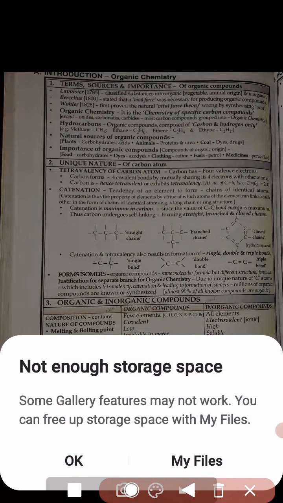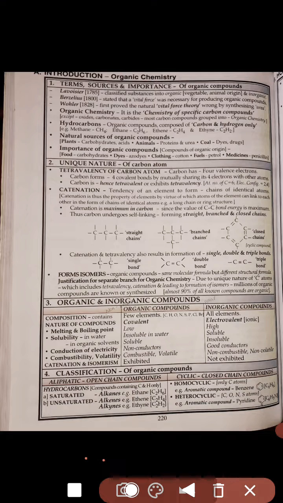As is clear from the very first line, there it is written: Lavoisier classified substances into organic and inorganic. Now what are organic substances? Those which belong to vegetable and animal origin, while the ones which do not belong are referred to as inorganic. So here we are going to study the organic substances.